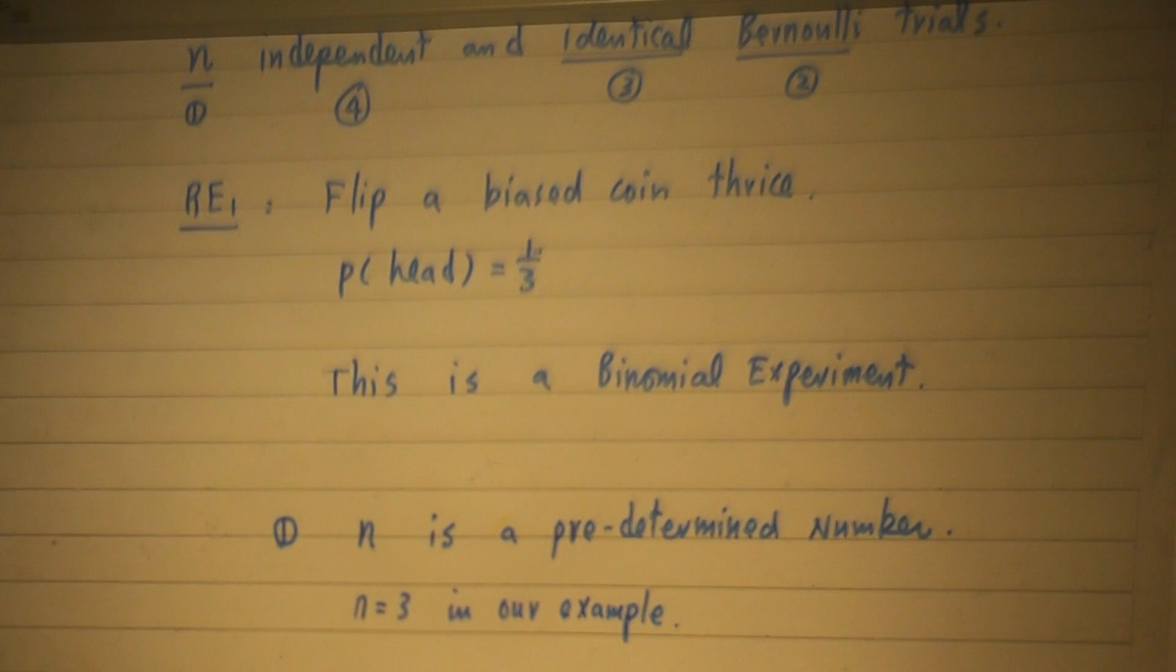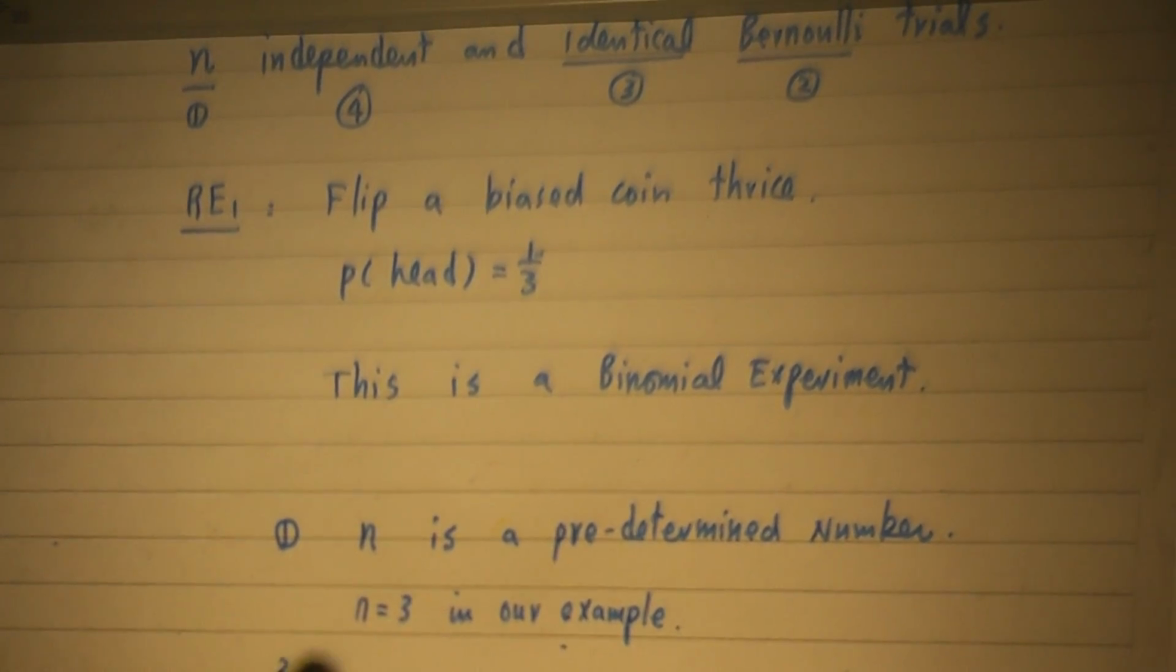People may ask, what kind of situation is n not predetermined? For example, I keep flipping a coin and I'm not going to stop until I see a head. If this is the random experiment, then you have no idea how many times you need to flip the coin to get the first head. In that case, n is not predetermined. But in our case, no matter what you get, you only make 3 flips and then you stop. So n is a predetermined number.